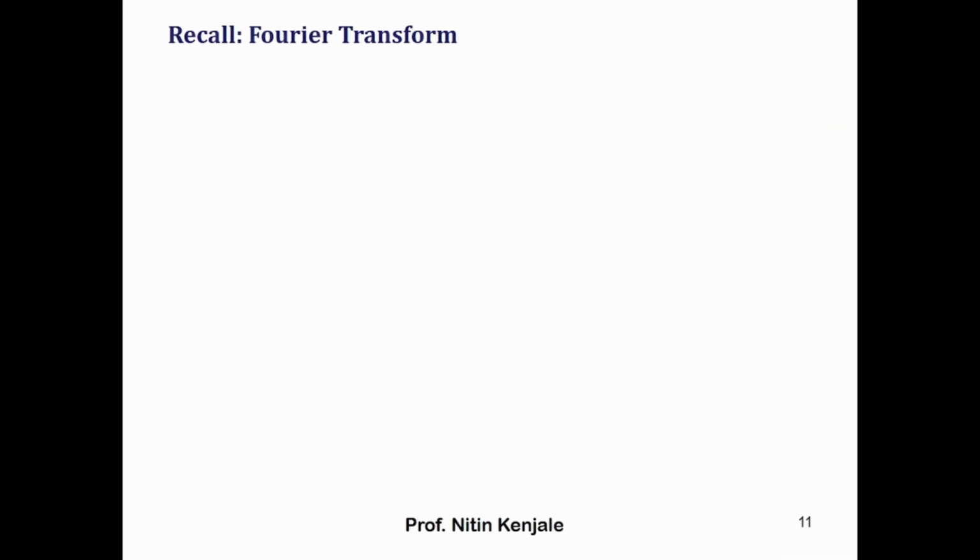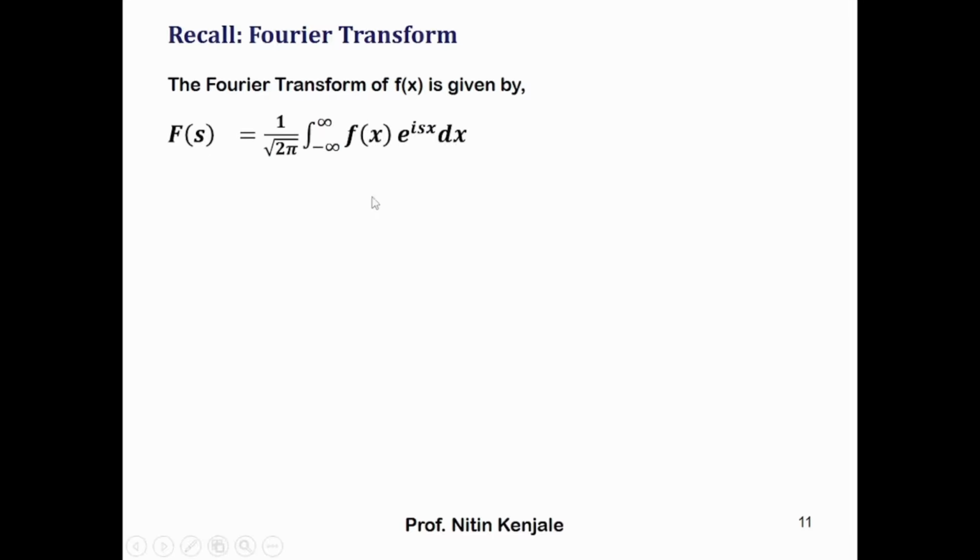First, we recall the definition of Fourier transform. We know that the Fourier transform of f of x is given by the integral 1 by root 2 pi into integration of f of x e raised to isx dx over the limit minus infinity to infinity. We denote it by capital F of s.